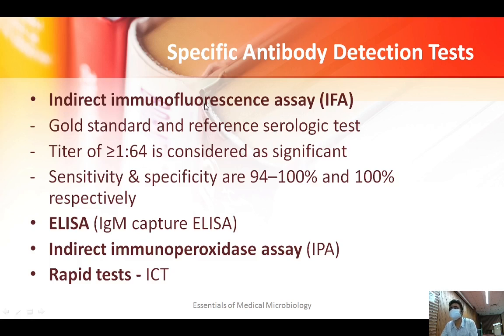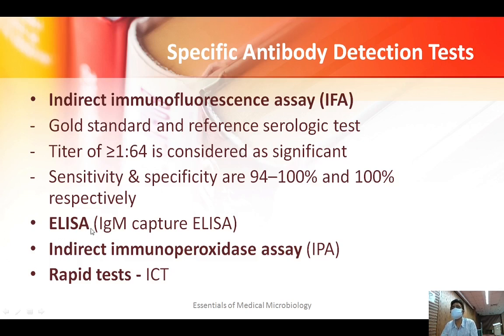Indirect immunofluorescence assay is another assay. This is the gold standard. Any titer of more than 1:64 is considered significant. Sensitivity and specificity are all good, but it is very cumbersome, so in practice it is not used so much, though it is the gold standard.